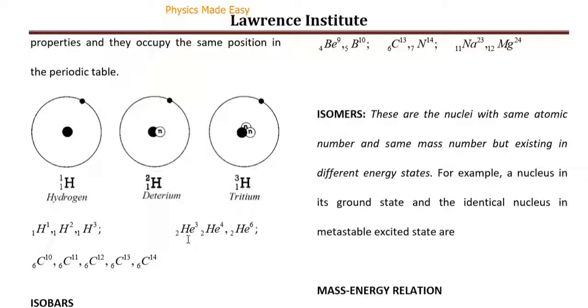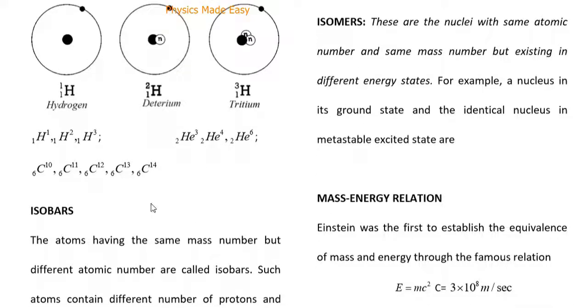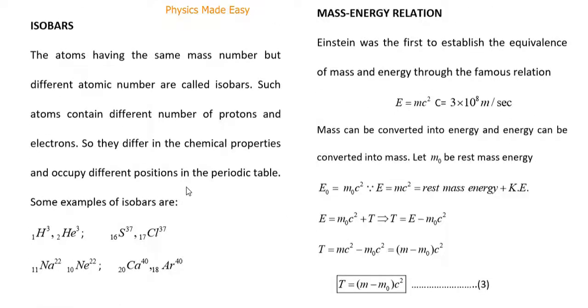And now we have got 2 helium-3, 2 helium-4, 2 helium-6. They have similar chemical properties because of similar electronic configurations, and the difference lies only in the number of neutrons. And on the same lines, we have 6 carbon 10, 6 carbon 11, 6 carbon 12, 6 carbon 13 and 6 carbon 14. They have the same number of protons and hence the same number of electrons, same electronic configuration, similar chemical properties, but may possess different nuclear properties.